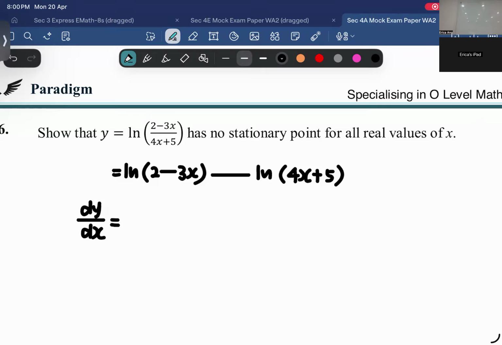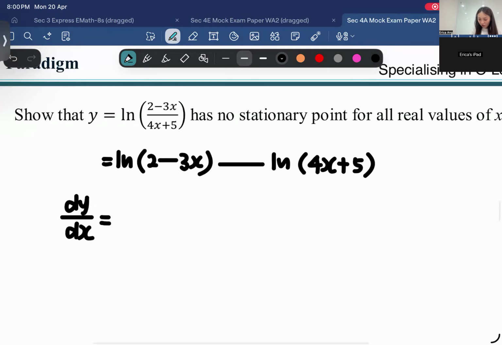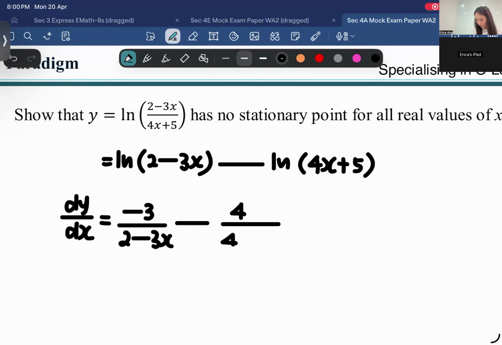Okay, let's differentiate the next part here. So everybody differentiated already, right? So Reese, can you please write this? We are done here already. Can you join us from here? Okay, so everybody, I think you all got it. This one is minus 3 over 2 minus 3x, minus 4 over 4x plus 5.